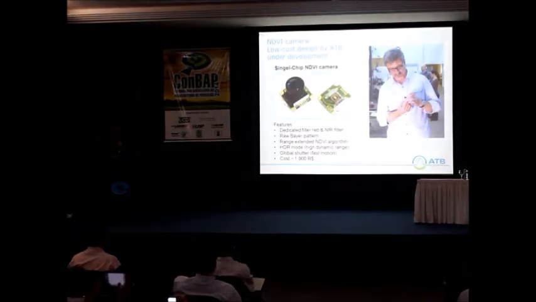NDVI cameras are very expensive, and this is why the ATP decided to make a cheap design, a single chip camera, and it's well known in Brazil, as you see already. The features are based on a very dedicated red and NIR filter. We use a raw wire pattern. It has a range extended NDVI algorithm, works with high dynamic range, so it's not so sensitive to different illumination conditions. It has a global shutter, so it's good for fast motion imaging, and the cost will be around 1,000 reais.